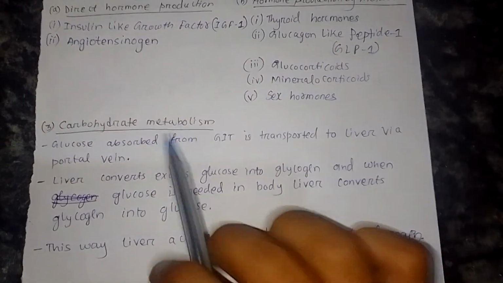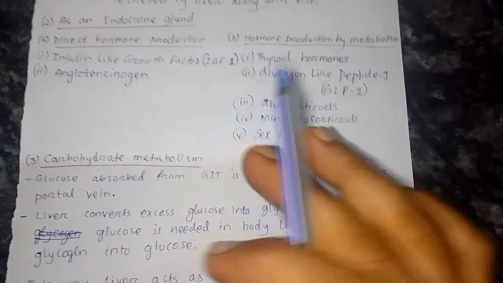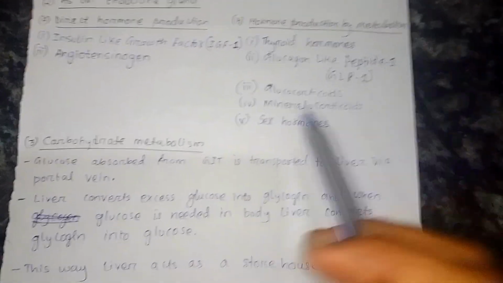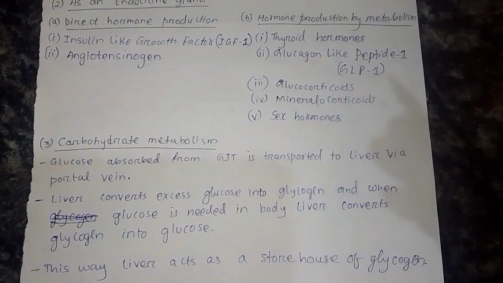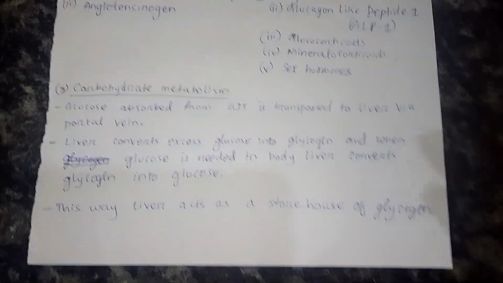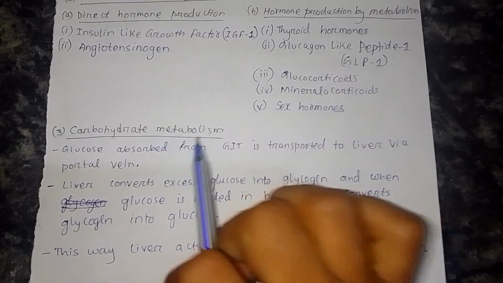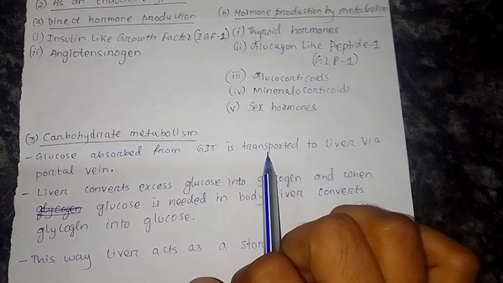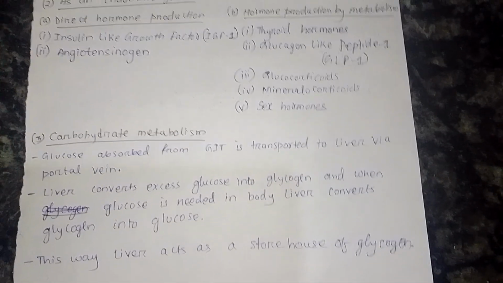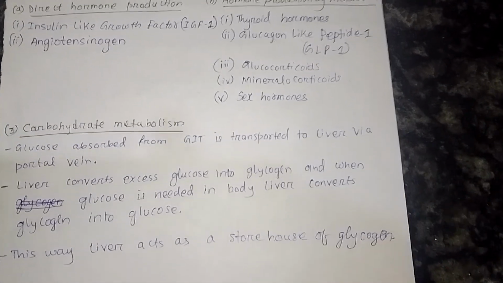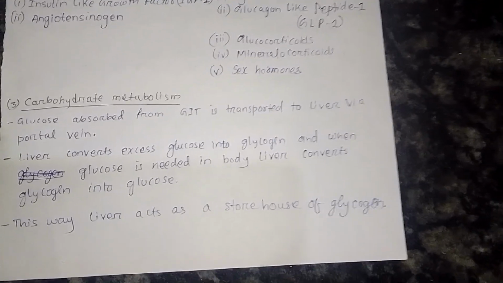Now let's see carbohydrate metabolism. Since childhood we all know that glycogen is stored in the liver mostly, and also in muscles. So let's see how liver helps in formation of glycogen and vice versa. Glucose absorbed from the gastrointestinal tract is transported to liver via the portal vein, and this glucose is converted into glycogen in the liver, and glycogen is the storehouse of glucose in our body.